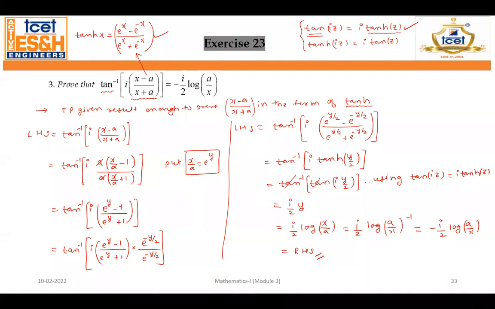Yes or no? I am expecting e raised to y minus e raised to minus y upon e raised to y plus e raised to minus y, something like that. But what did I get? After cancelling out this constant a, and assuming x by a as e raised to y, I got e raised to minus y minus 1 upon e raised to y plus 1. I got this. Instead of 1, I need e raised to minus y.